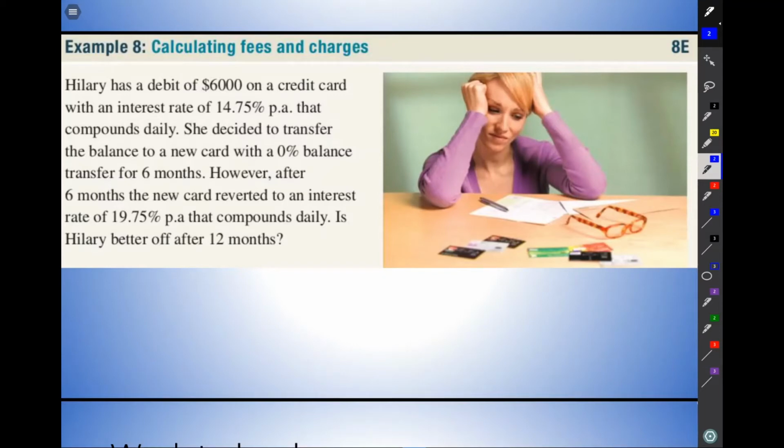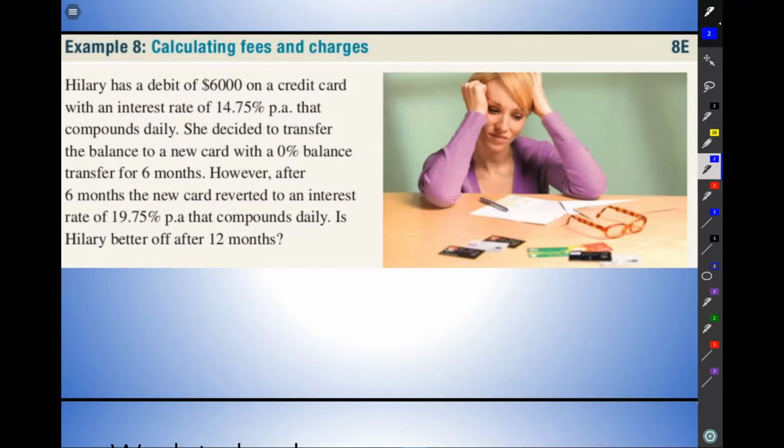Our friend Hillary here has a debt of $6,000 on a credit card with an interest rate of 14.75% per annum, and it compounds daily. She decides to transfer the balance to a new card with no balance transfer fee for 6 months. However, after 6 months, the new card reverts to an interest rate of 19.75% that compounds daily. At the end of 1 year, 12 months, is she better off?